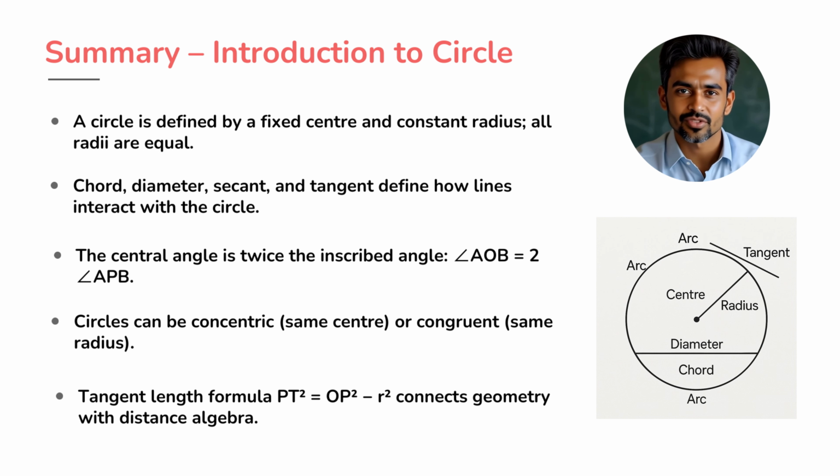Finally, we proved that the length of a tangent from an external point P is given by PT squared equals OP squared minus R squared. Understanding these fundamental circle properties lays the groundwork for the upcoming theorems, like the tangent secant theorem and properties of cyclic quadrilaterals. And that's the complete introduction to circles.